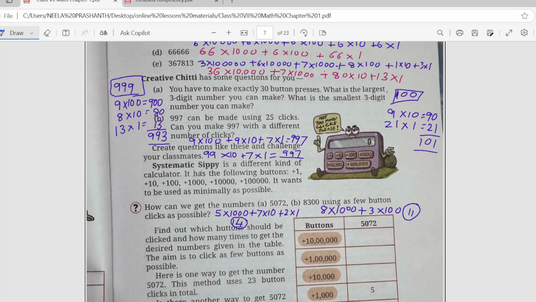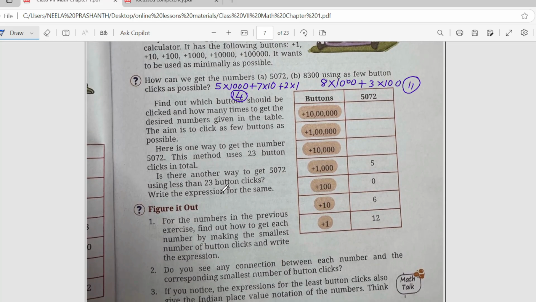Systematic CP is a different kind of calculator. It has the following buttons: 1, 10, 100, 1000, 10,000, 1 lakh. It wants to be used minimally as possible. Now we come across questions where we have to use the minimum number of clicks and get the number. How can we get the numbers 5072, 8300 using as few button clicks as possible? Means we have to see that the number of clicks of the button is the minimum.